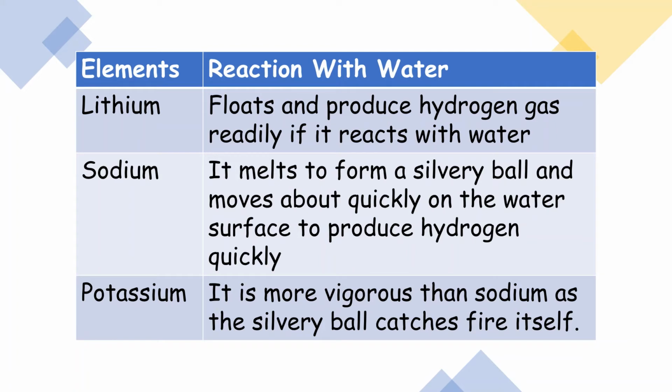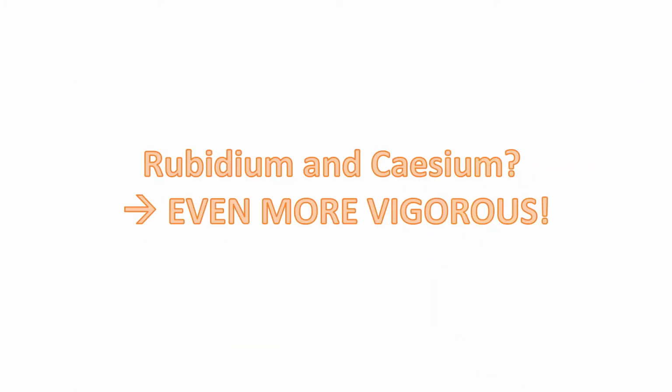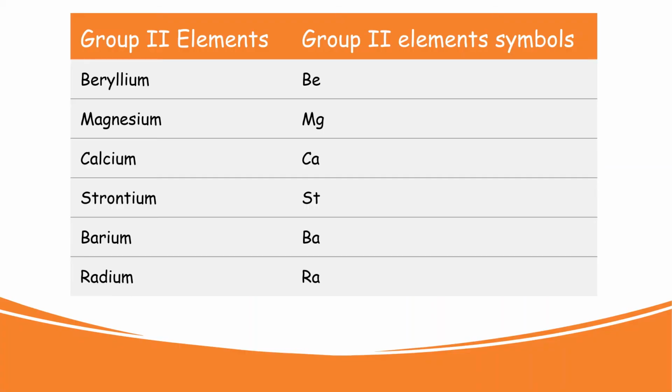However, not all elements in a group have exactly the same chemical properties. Lithium floats and produces hydrogen gas readily when it reacts with water. Sodium melts to form a silvery ball and moves about quickly on the water surface to produce hydrogen quickly. Potassium is more vigorous than sodium, as that silvery ball will catch fire itself. Rubidium and cesium are even more vigorous. So, how can we predict whether something is more vigorous than the others? In fact, the reactivity of group 1 increases down the group.